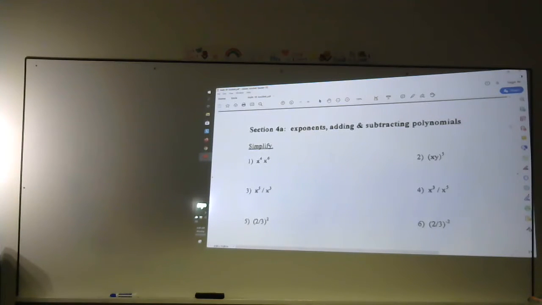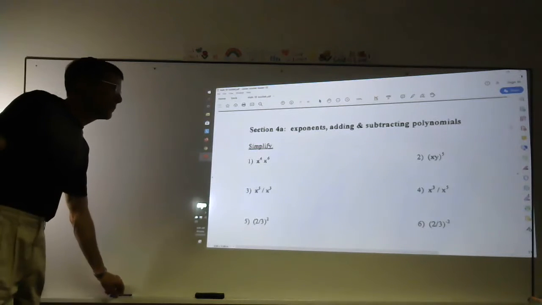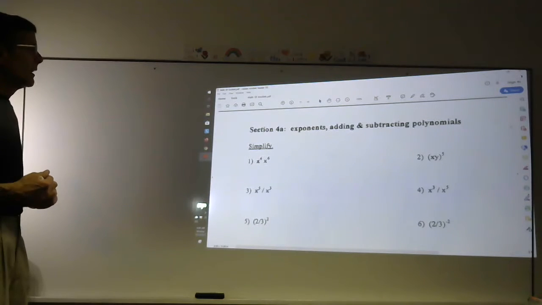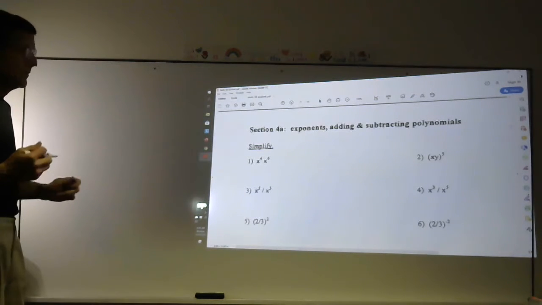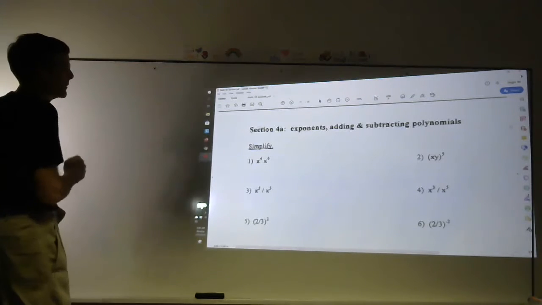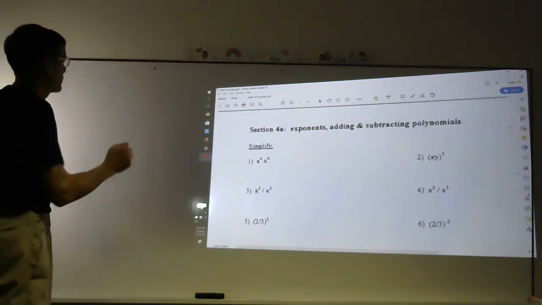All right, section 4, scheduled for today. We're going to work on exponents today. So let's talk about the laws of exponents first before we get started. Then we'll go down through some problems here. Law of exponents. There are 3 primary laws of exponents.